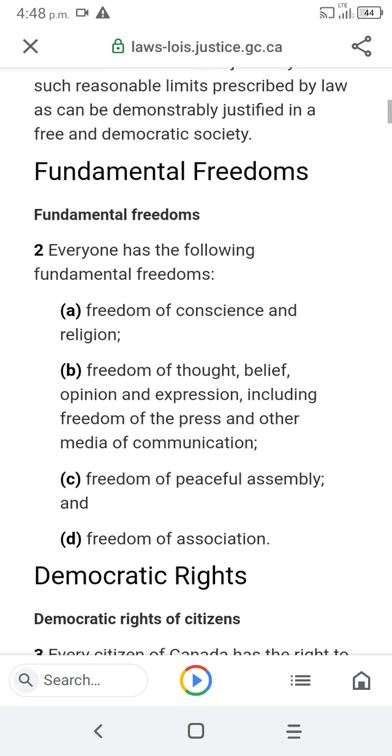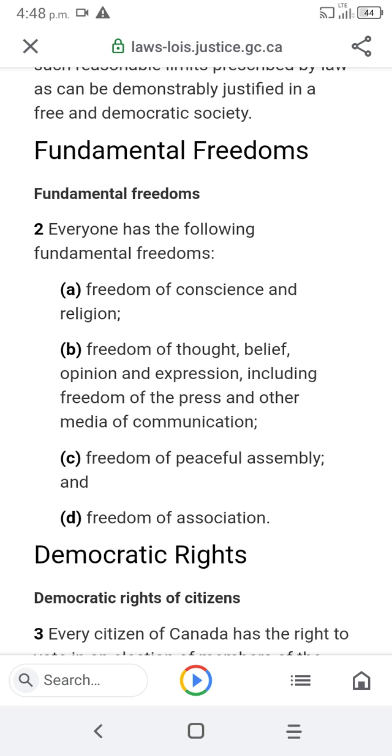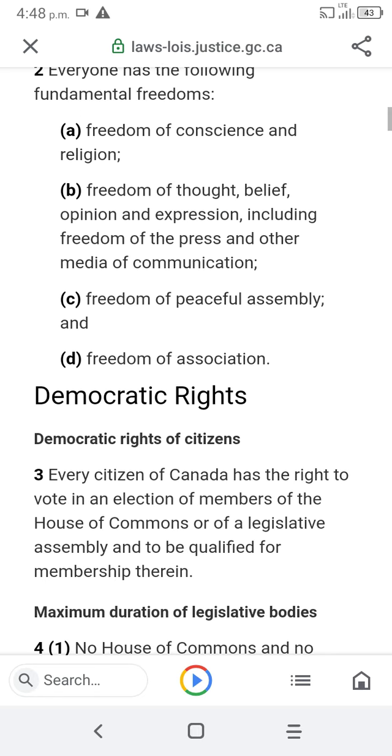Section 2, A, B, C, D. Freedom of conscience and religion. Freedom of thought, belief, opinion, and expression, including freedom of the press and other media of communication. Freedom of peaceful assembly and freedom of association.